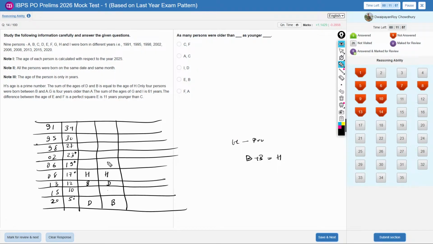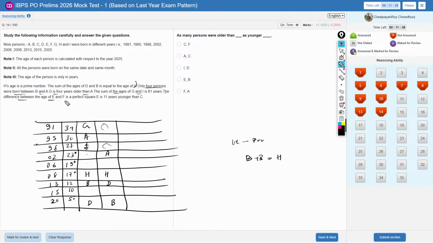Only 4 persons between B and A. 1, 2, 3, 4, A. Only 4 persons were between. Okay, G is older than A. The sum of ages of G and I is 61. So this one and this for G and I.